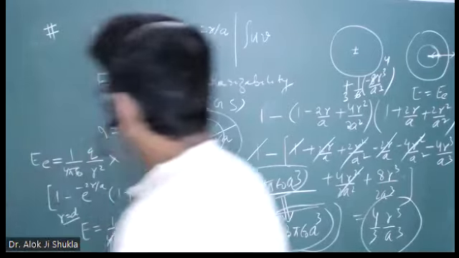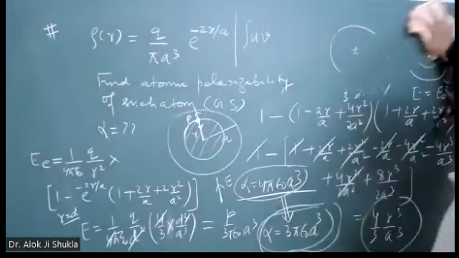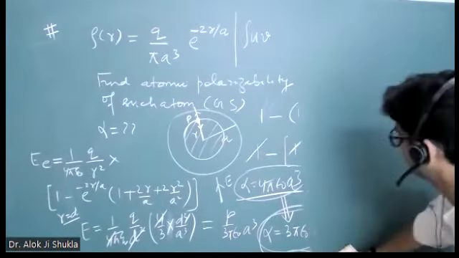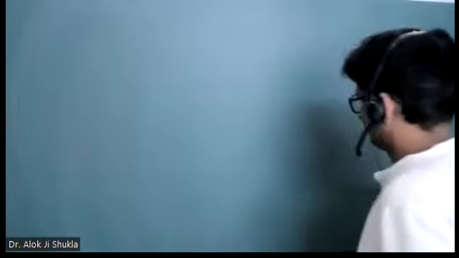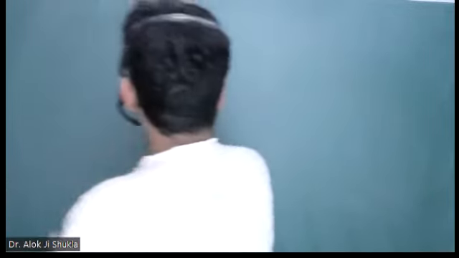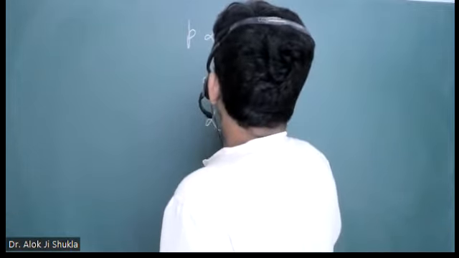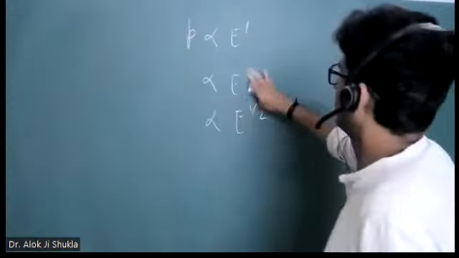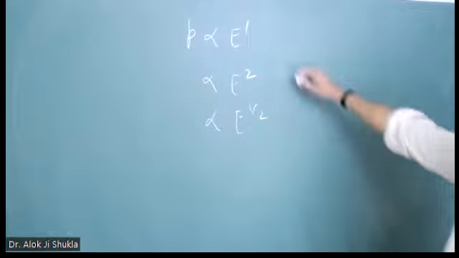Okay, now if I say that P is proportional to E to the power 1, proportional to E square, proportional to E half, which one of them is correct? First one. Yes, sir.